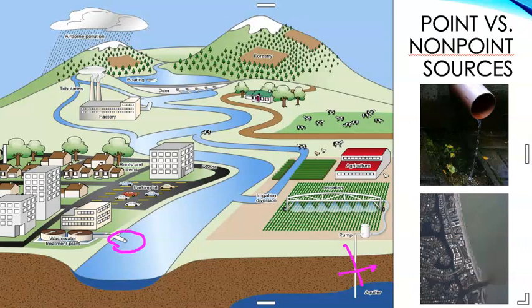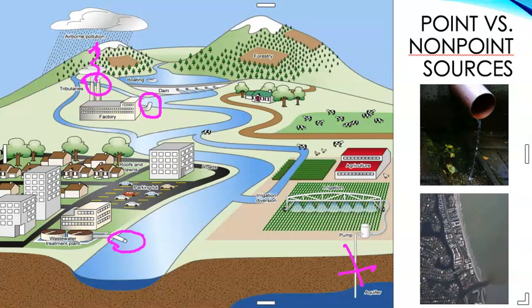We have a factory that has a pipe attached to it that's dumping water out here. We have actually an air pollution point source as well. We can see these smokestacks are putting pollution directly into the atmosphere. We know that's where it's coming from. So that would be an example of an air pollution point source.